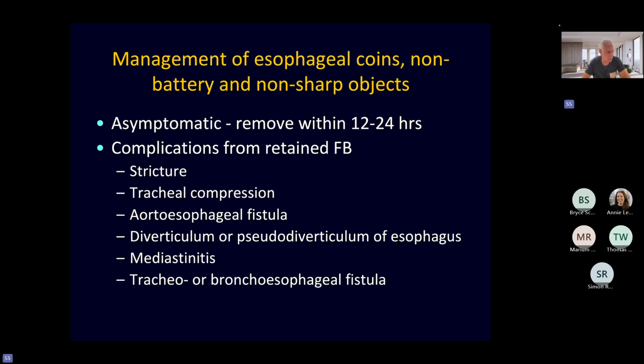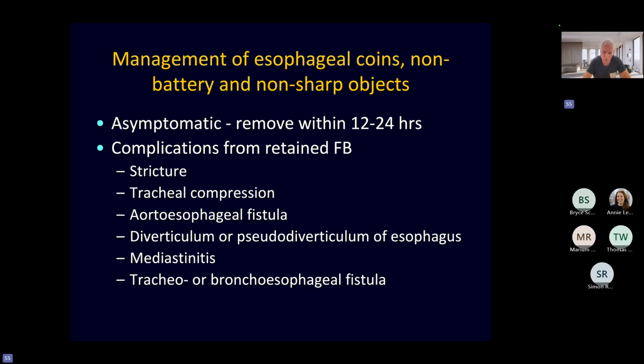By the way, do you use an LMA or mask anesthesia for these patients? No, you definitely want to intubate them. That was a trick question. You intubate because the one thing you don't want, as Dr. Levine mentioned, is to have this thing slip off and then go into the trachea. So yes, they are all intubated.